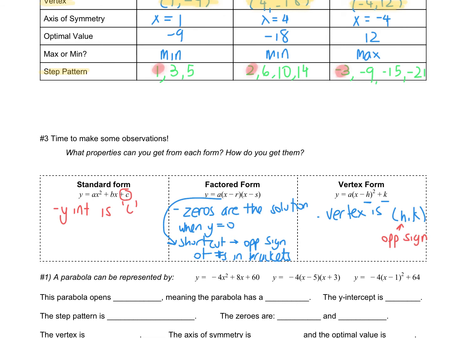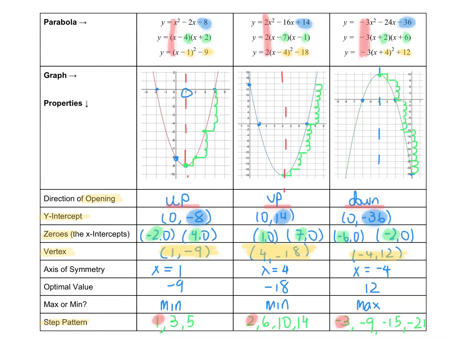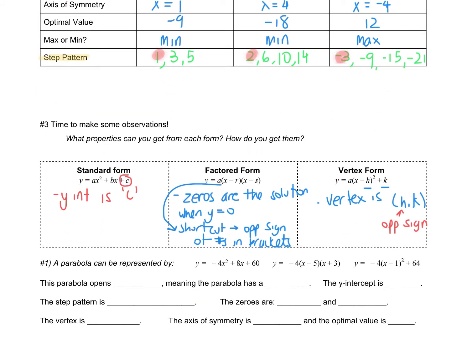Okay, now the next thing I want to look at is the direction of opening and the step pattern. If you notice, the first two parabolas opened up and the last one opened down. And what was really different here is this value at the start, and that is our a value. Here, the a value was +1. Here, it's +2. Here, it's -3. That negative makes the parabola open down. So let's make a note about that. And you'll notice that all of these forms have an a value. So the a value in front of x squared, the a value in front of your bracket, and same with vertex form.